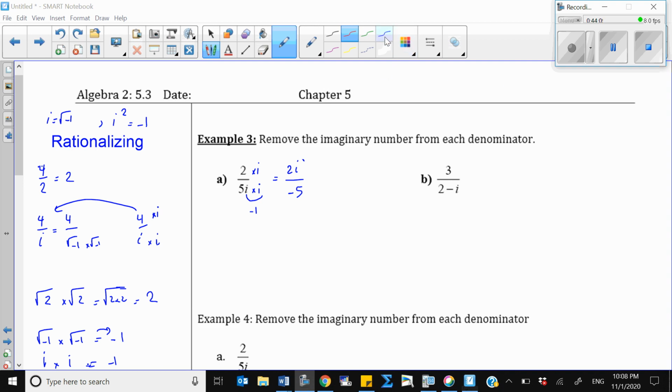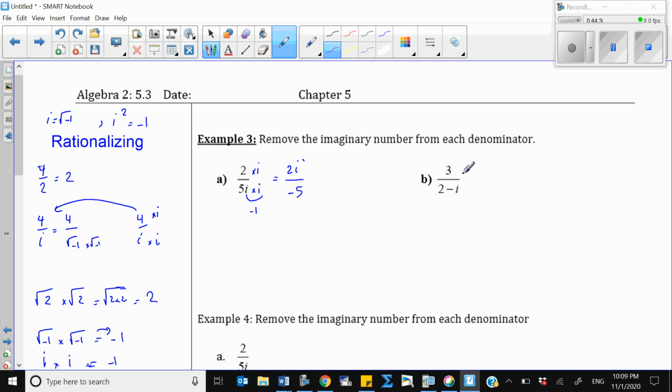Okay, let's work on this example: 3 over 2 minus i. In this case, again, we have an i in the denominator, and we want to get rid of that. We want to remove the imaginary number i from the denominator. But the difference between this one and the previous one is that we have a complex number, like an integer plus or minus an imaginary number. We call that a complex number.